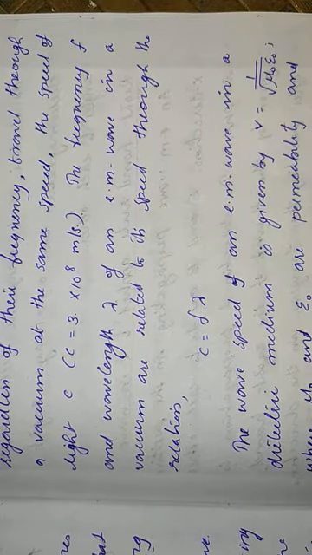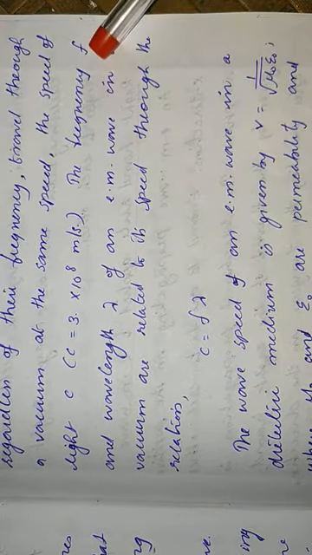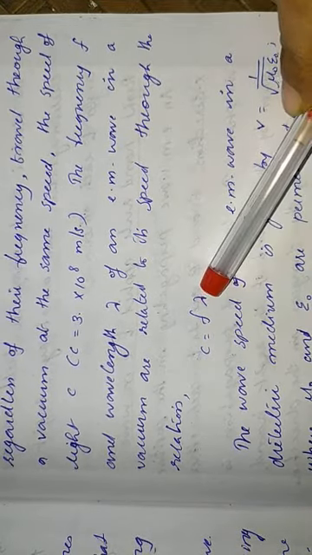The frequency, represented here by the letter f, and the wavelength lambda of an electromagnetic wave in a vacuum are related to its speed through the relation c = f λ.